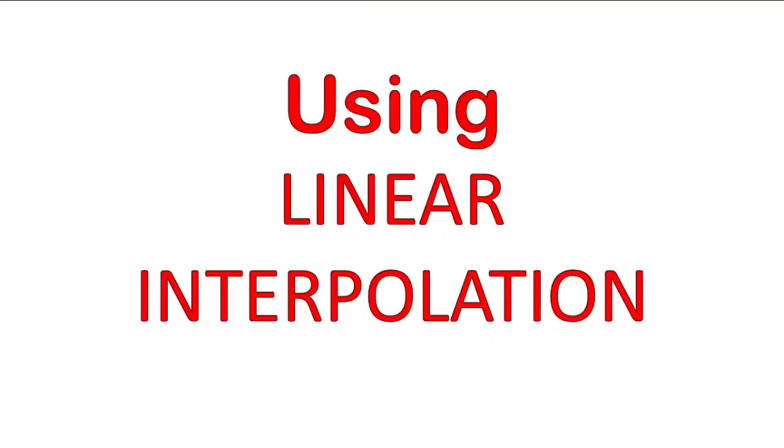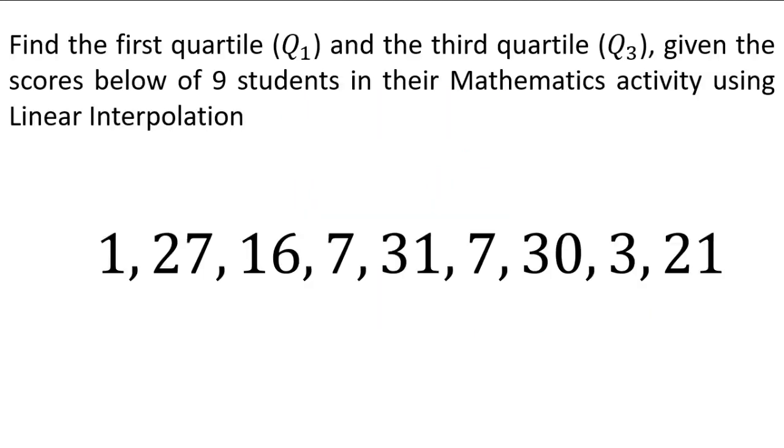Now, next. With that, we will be applying linear interpolation. Since the given values of the first quartile and the third quartile are not whole numbers and are decimals, that means you have to proceed your computation with linear interpolation. So, let's try linear interpolation. Find the first quartile and the third quartile given the scores below of 9 students in their mathematics activity using linear interpolation. Same data: 1, 27, 16, 7, 31, 7, 33, and 21.